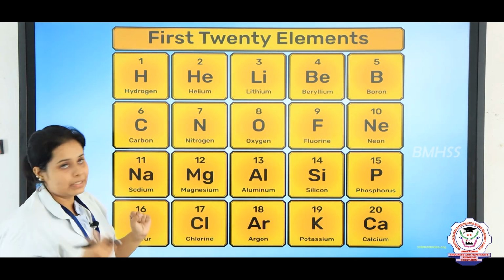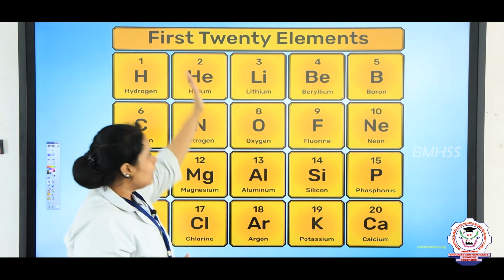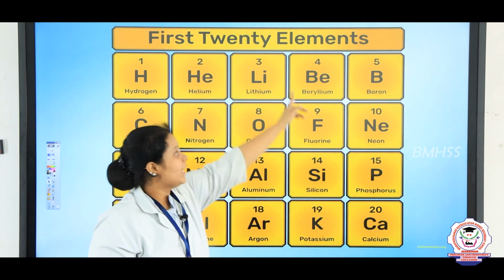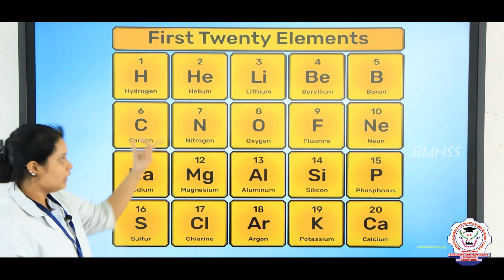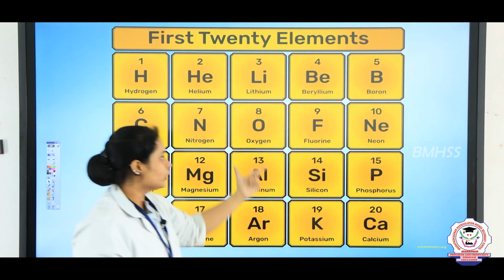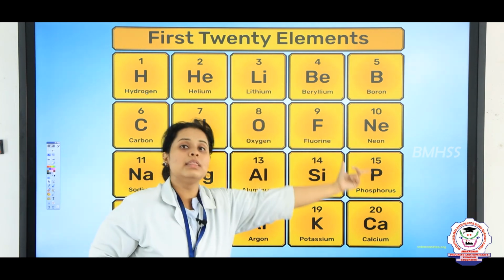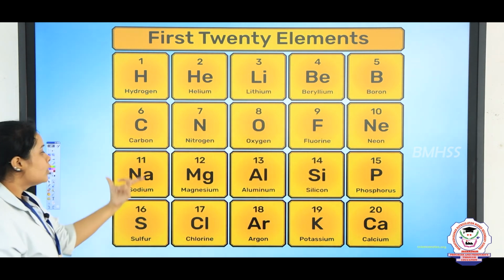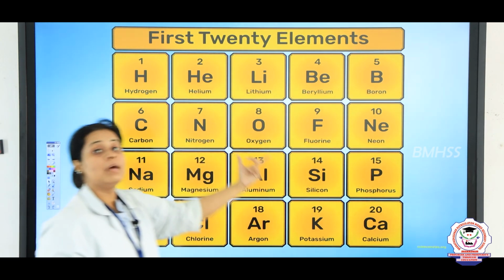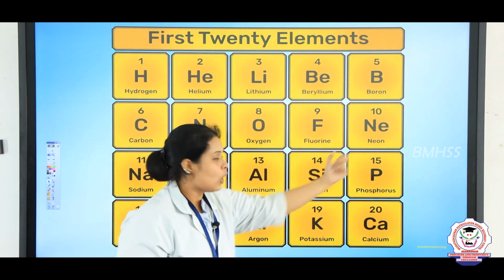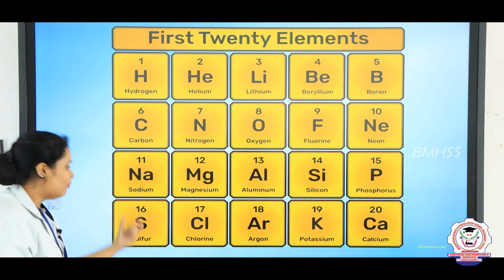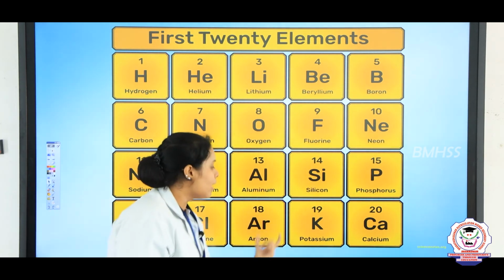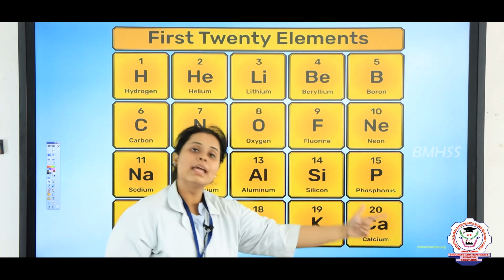So let us repeat it again. Hydrogen, helium, lithium, beryllium and boron. Then it comes to carbon, nitrogen, oxygen, fluorine, neon. Then sodium, magnesium, aluminium, silicon, phosphorus. And the last row is sulfur, chlorine, argon, potassium and calcium.